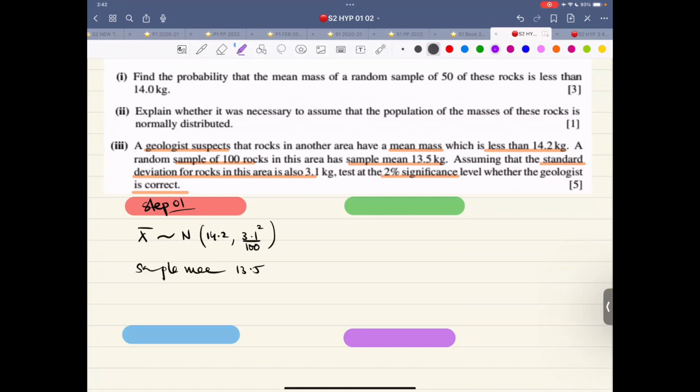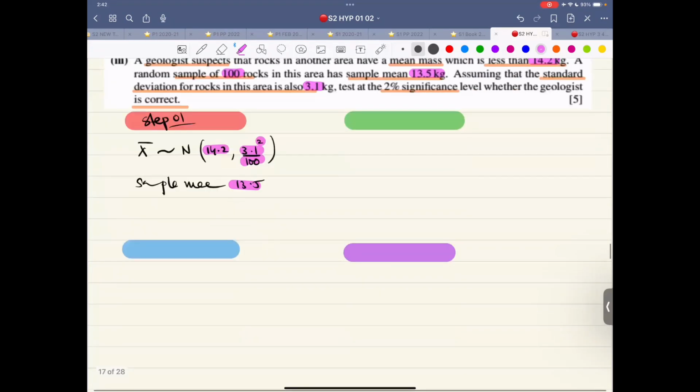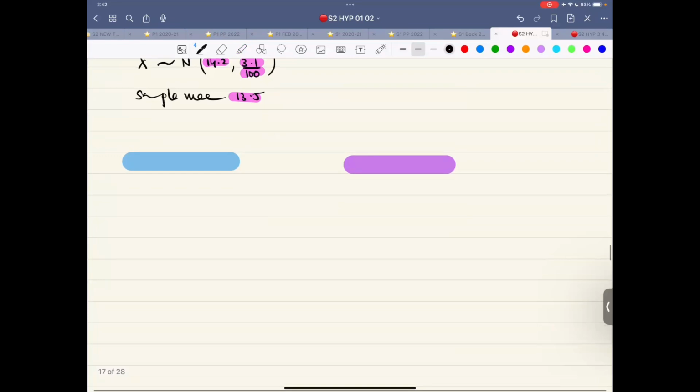So whatever you find out, just highlight that. So I found out I have used 13.5. That's over here. I have used 14.2. That's over here. 100 is used. And then 3.1 is used. You have to use everything. Test at the 2% significance level. So first of all, let me write over here 2% significance level.